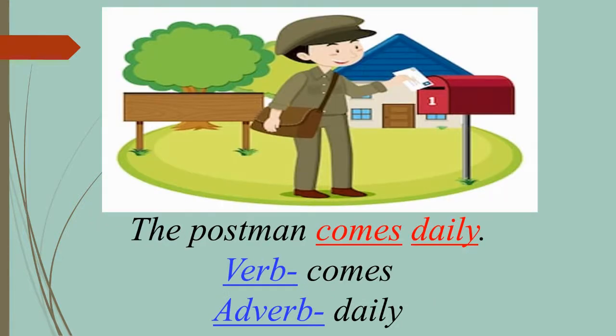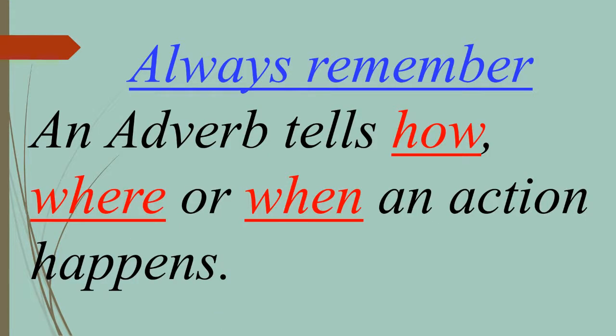And another example is, the postman comes daily. Here, comes is a verb or action word, and the daily is describing or giving more information about the action, that is comes. So, daily is an adverb in this sentence. Children, always remember, an adverb tells how, where, or when an action happens.